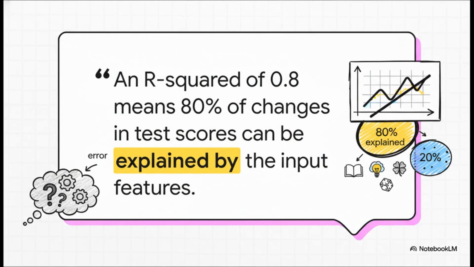R squared, though, it tells a different story. It's not about error, it's about explanatory power. So if your R squared is 0.8, it means that 80% of the variation in the test scores can be explained by the features in your model, in this case, how much the student studied. That other 20%, that's explained by things your model doesn't know about, like how much sleep they got or just pure luck. A higher R squared means your model is doing a better job of explaining what's going on.